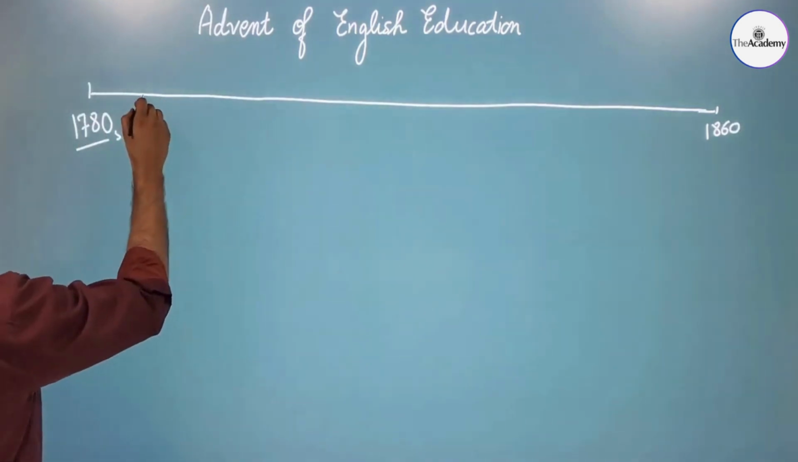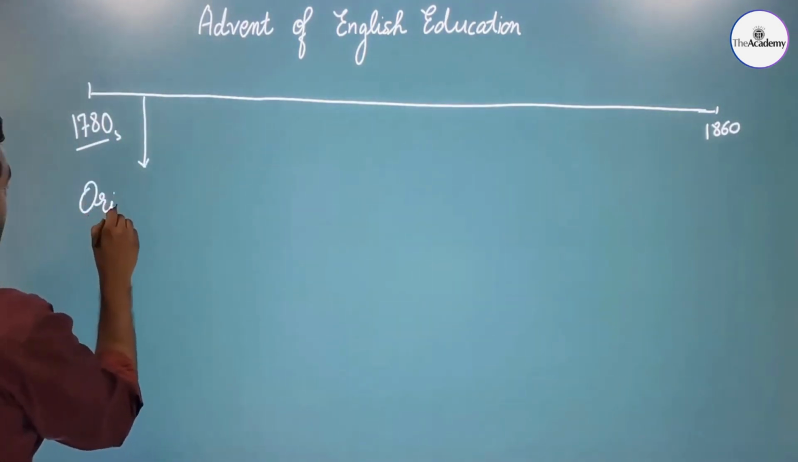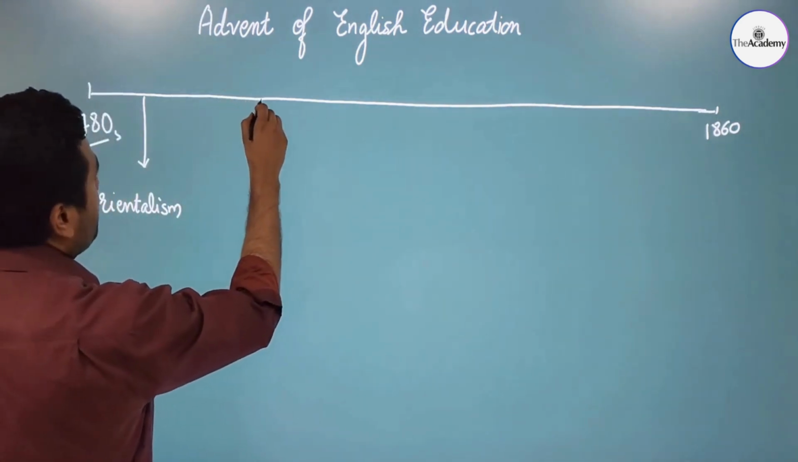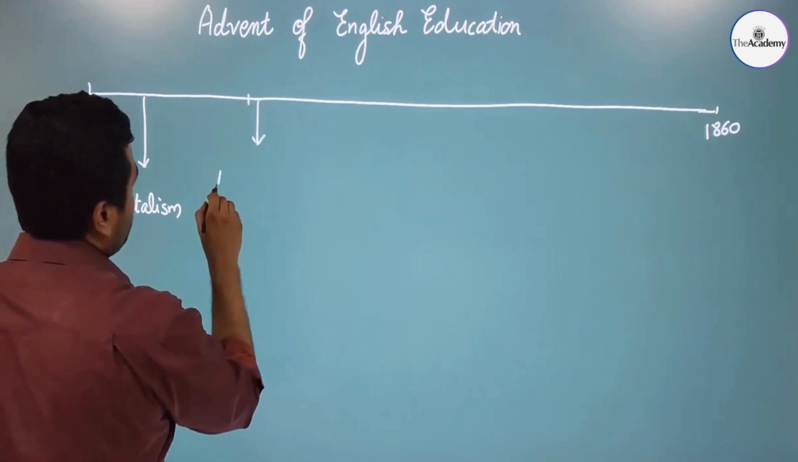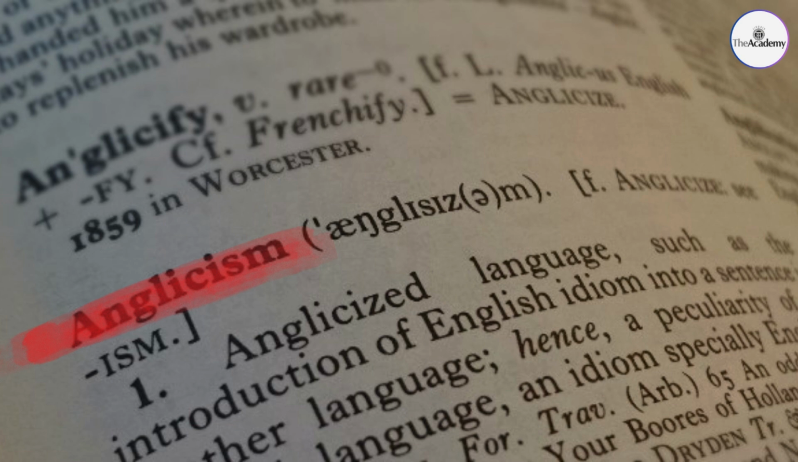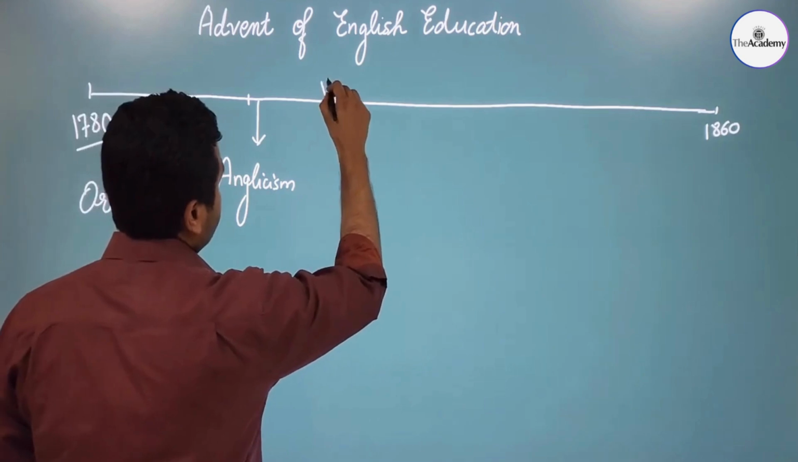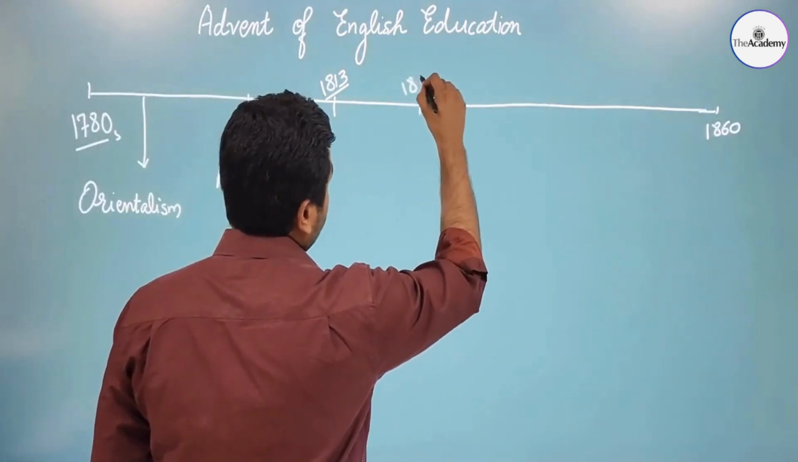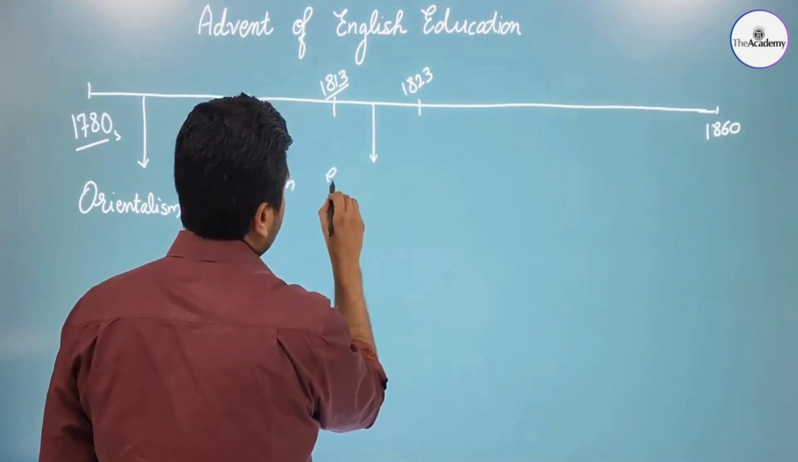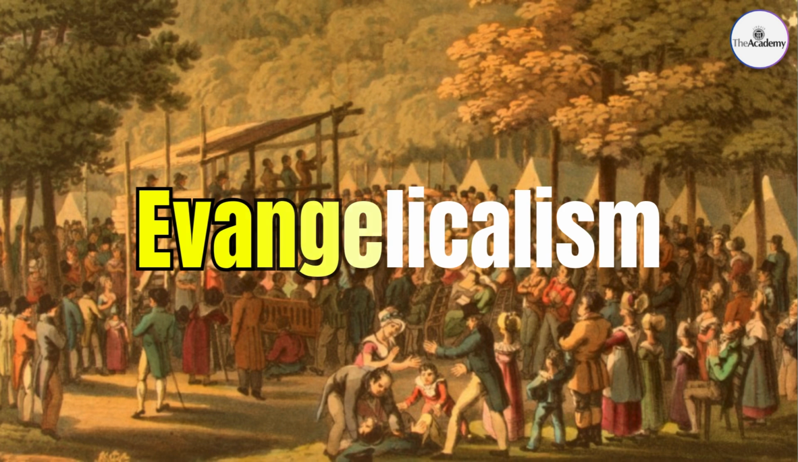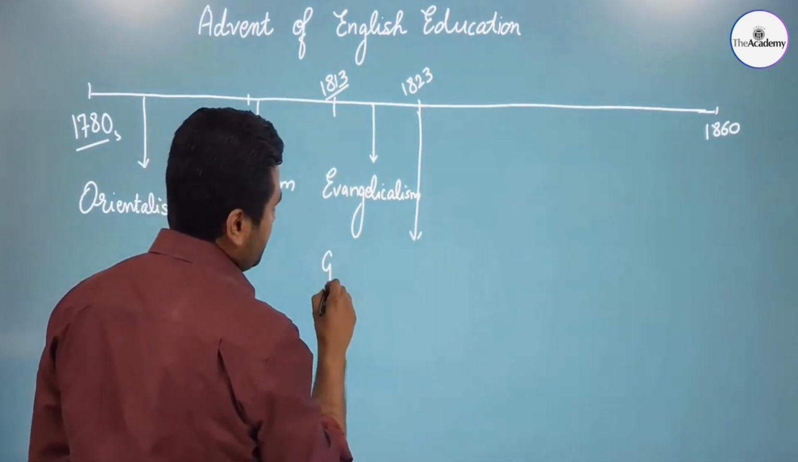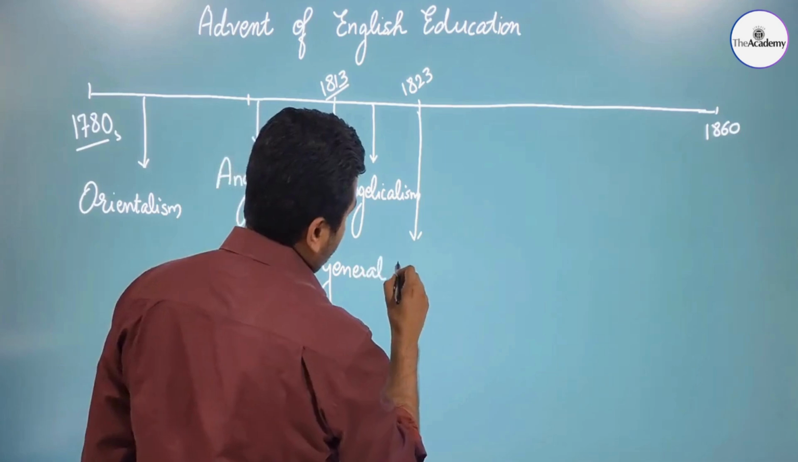In 1780s, the first phase was characterized by Orientalism, followed by a phase of Anglicism up till 1813. 1813 till 1823 was a time period where there was evangelicalism, and in 1823 we have a very important development in the form of establishment of the General Committee of Public Instruction.